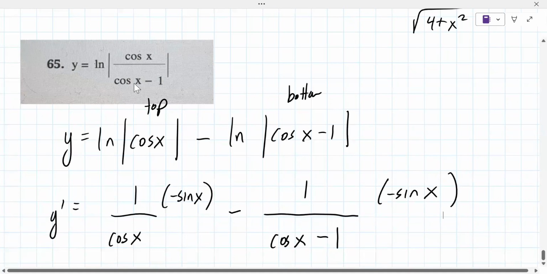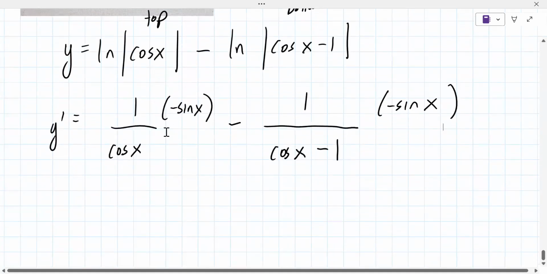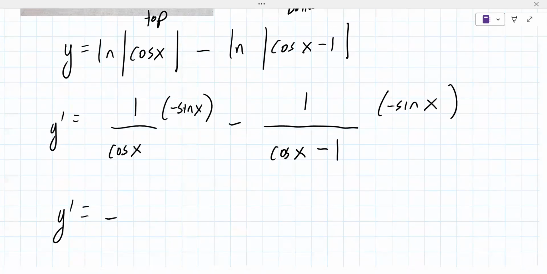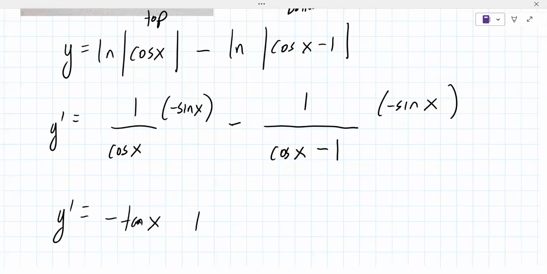Now this is a good one because it simplifies, meaning sine over cosine. Do you remember that from your trig course? Yeah. Sine over cosine is tangent. On the right here, this negative goes with this negative, so it becomes plus sine x over cosine x minus 1 like that. Is that okay? Yep. All right.